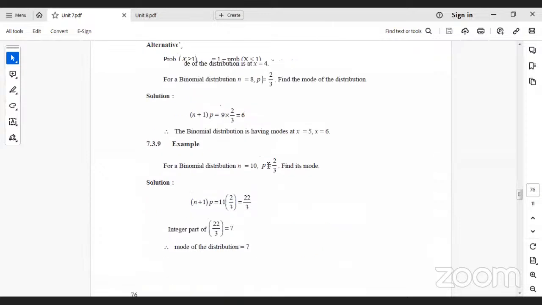Another example, find the binomial distribution n is equal to 10, p is equal to 2 by 3, and find its mode. The formula is (n plus 1) into p. That is n plus 1 means 10 plus 1 is 11, 11 into 2 by 3, so 22 by 3. Integer part of 22 by 3.